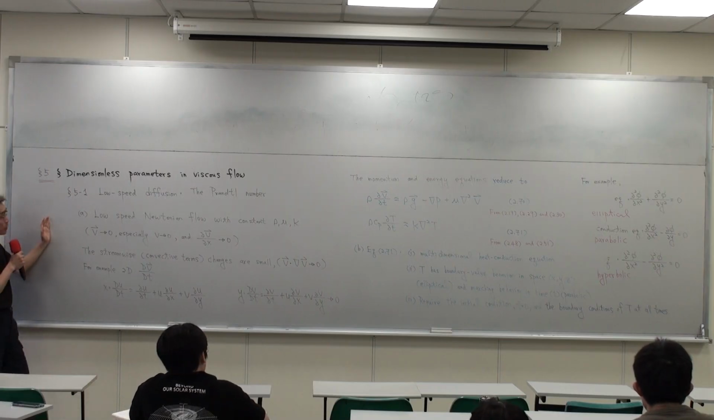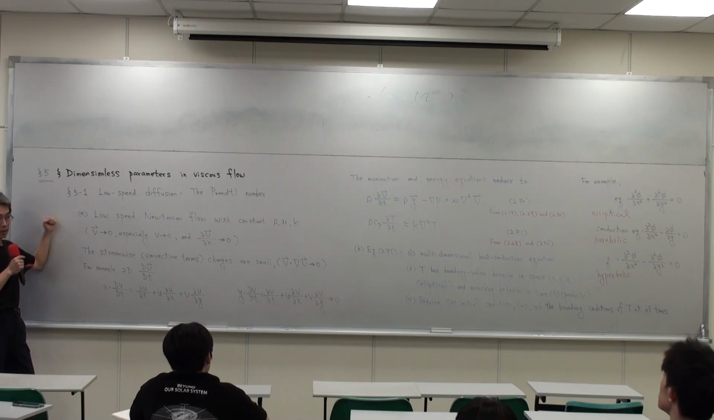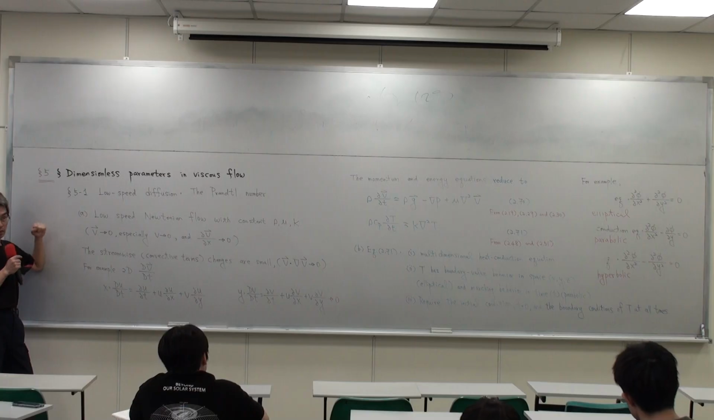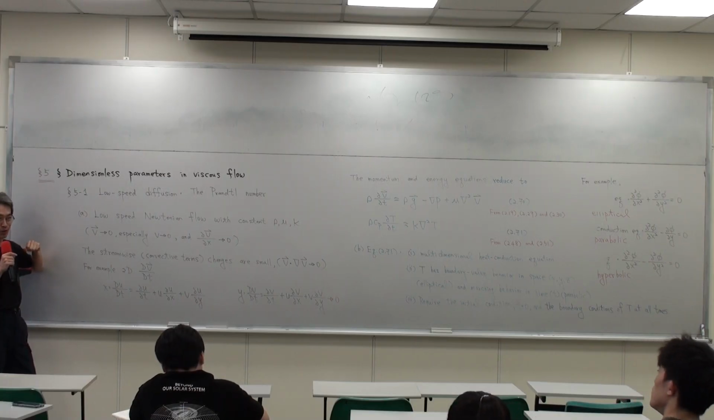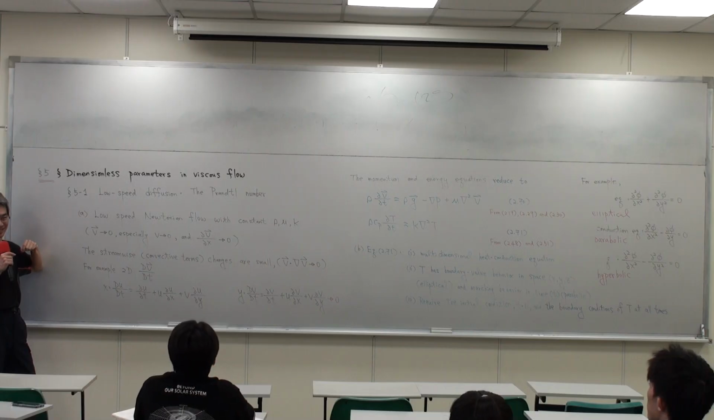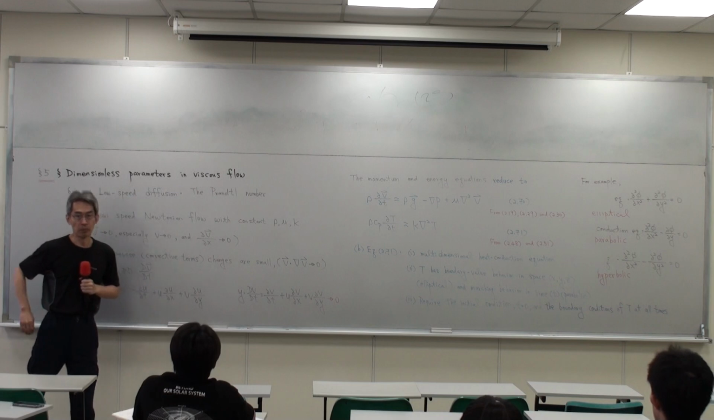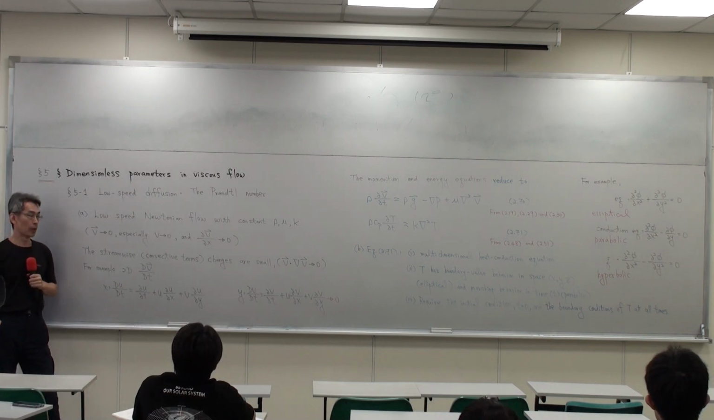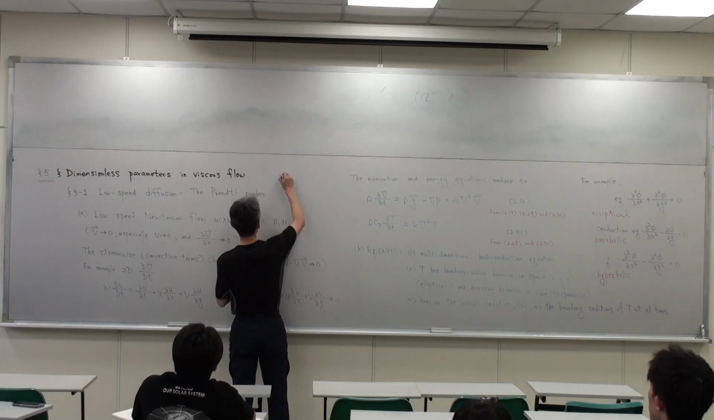So the first dimensionless parameter we introduce is the Prandtl number, and for the Prandtl number, what kind of concept are we going to talk about? Anyone have an idea? Heat transfer. Heat transfer. Prandtl number, later on we will see the Prandtl number.